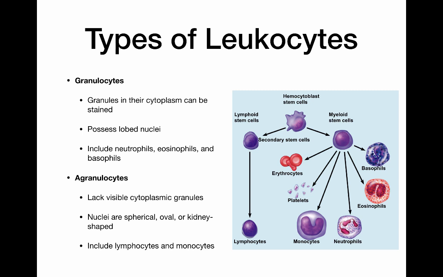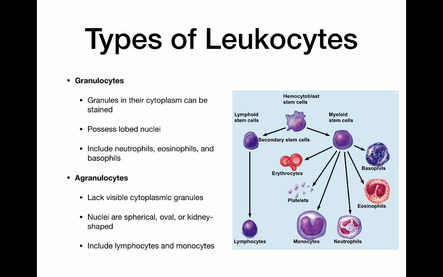The agranulocytes, which are the monocytes and the lymphocytes at the bottom layer on the left, lack granules in their cytoplasm. Their nucleus is usually round, especially in the case of the lymphocyte, and it tends to be big, almost taking up the entire cell. They can be oval or they can be kidney shaped, like the one you see in the monocyte there.